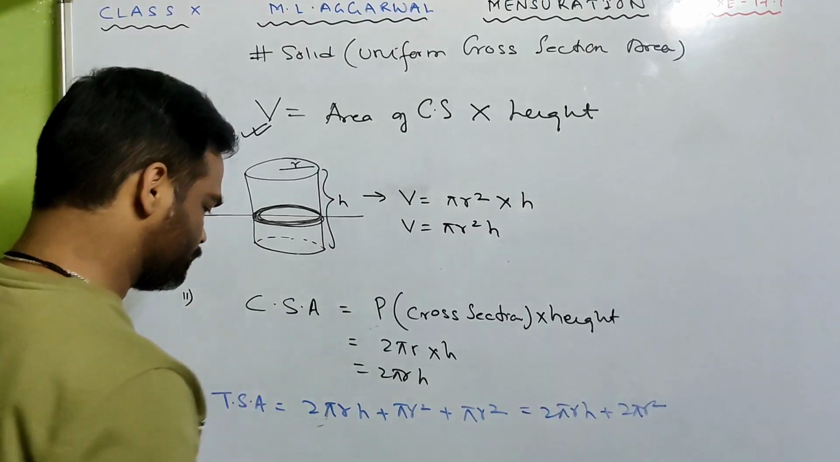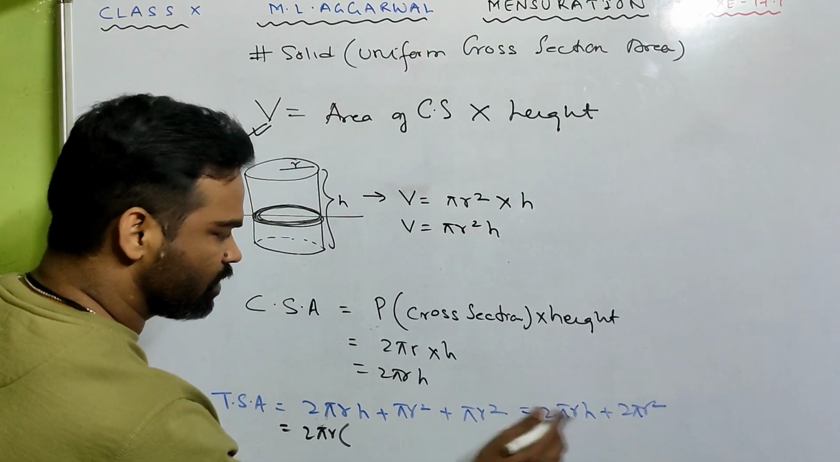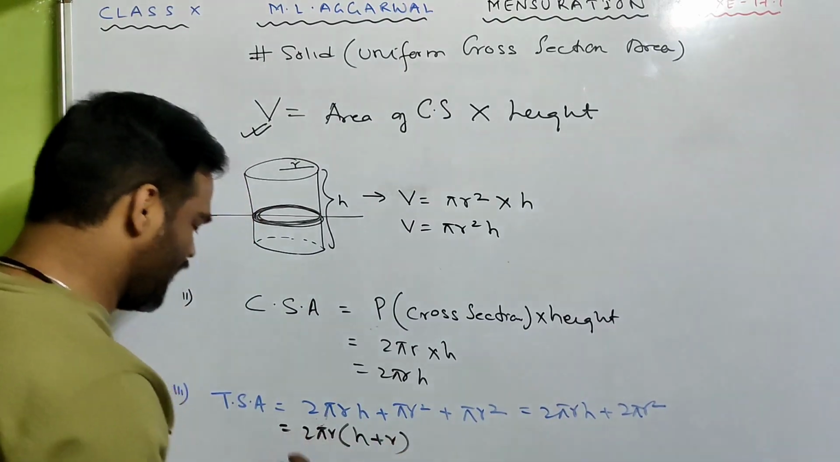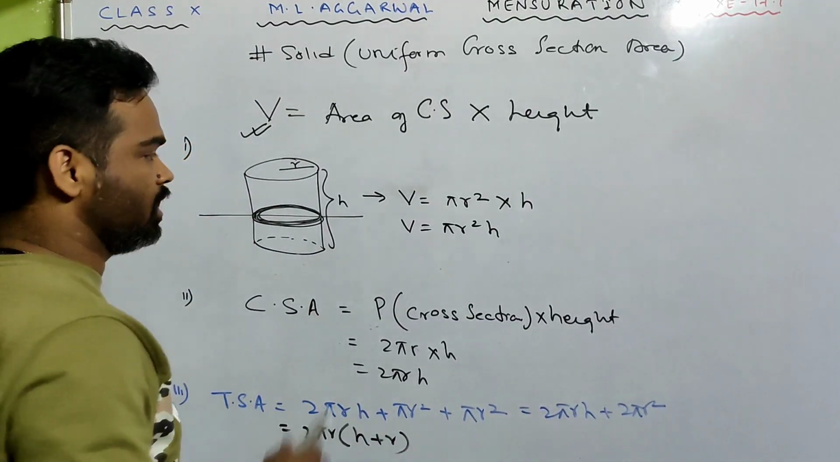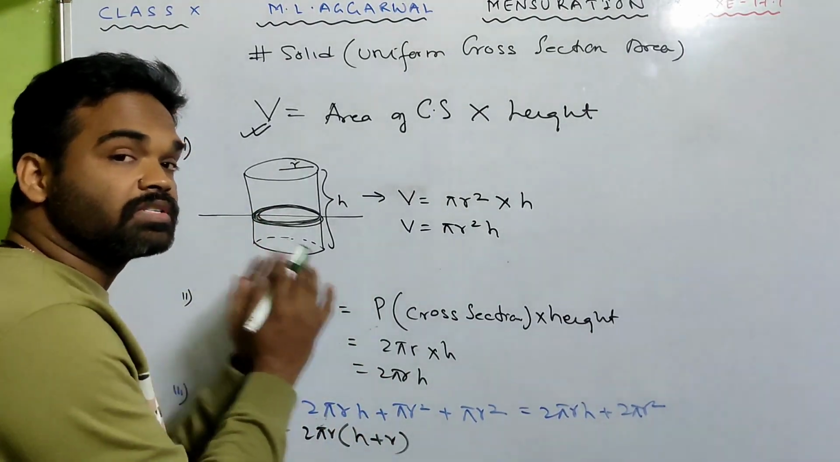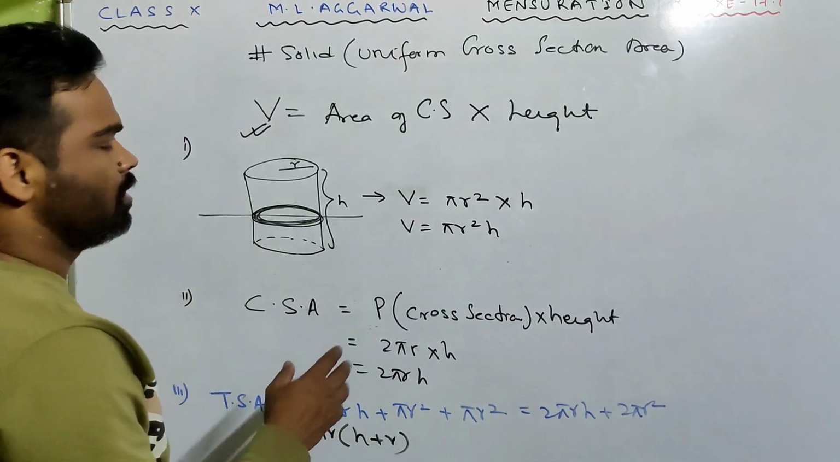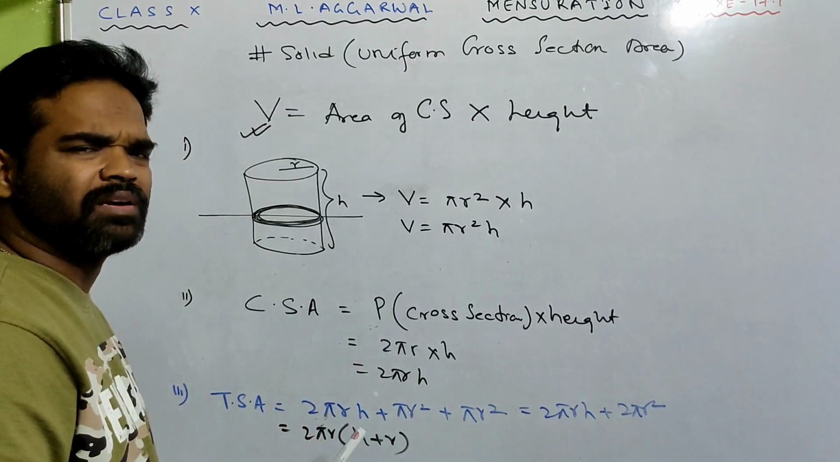Take 2 pi r common. So when you take 2 pi r common, what is left? h plus r. So that is the total surface area for a solid cylinder. I'm talking about a solid cylinder now. And what is a cylinder? How do you define a cylinder?